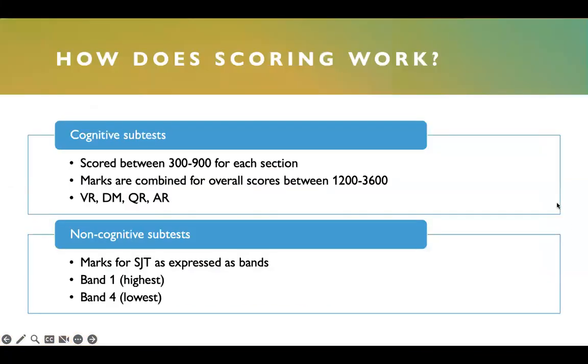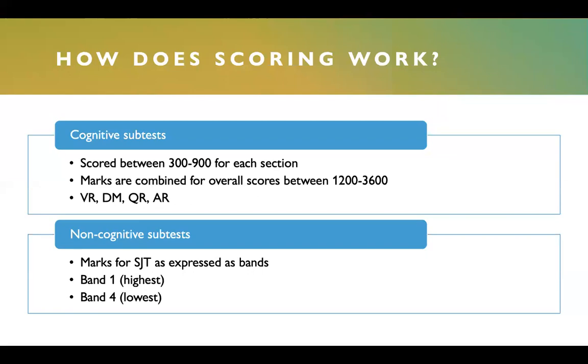Okay, where was I? Right. So how does scoring work? Essentially the subsections are split into the cognitive and the non-cognitive sections. The cognitive subtests are your verbal reasoning, decision making, quantitative reasoning, and abstract reasoning. Those 4 sections are scored between 300 and 900, so 900 being the maximum you can get. And then the marks from each of those 4 sections are combined for an overall score between 1200 and 3600. So 3600 is the max you can get.